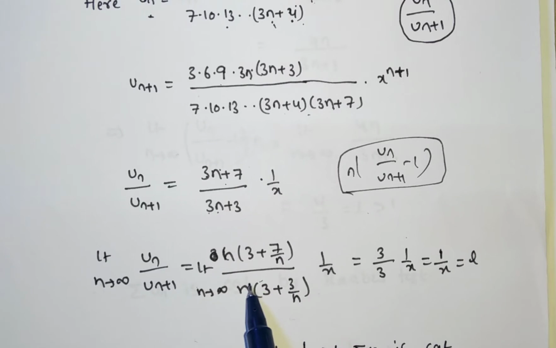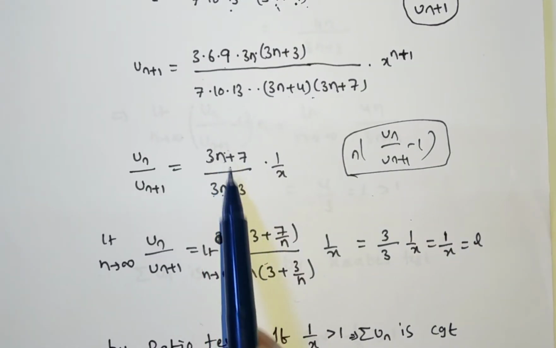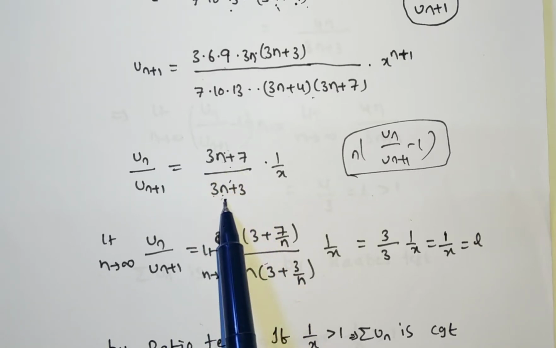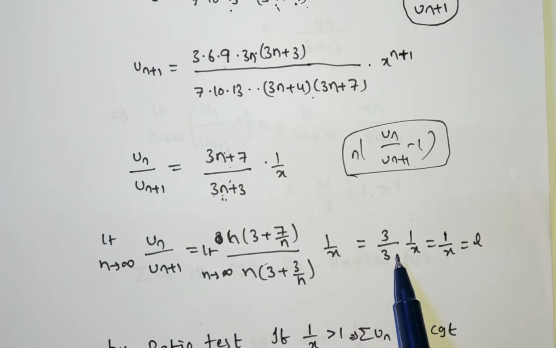Now apply the limit on both sides. Limit n tends to infinity. This quotient has n power 1 in both. Both numerator and denominator have the same degree. So as n tends to infinity you will get the ratio of coefficients, that is 3 by 3 into 1 by x.